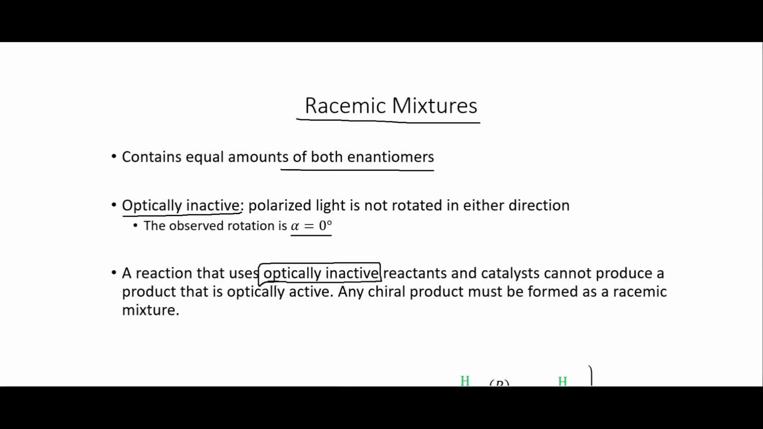So a reaction that uses optically inactive reactants and catalysts, which is important because biology uses optically active catalysts, that's what enzymes are. But anyway, if a reaction uses optically inactive reactants and catalysts, it cannot produce a product that is optically active. So optically inactive reactants will form optically inactive products. So any chiral product must be formed as a racemic mixture.